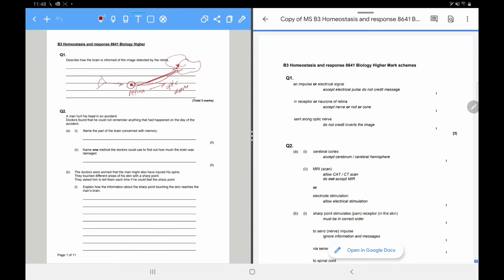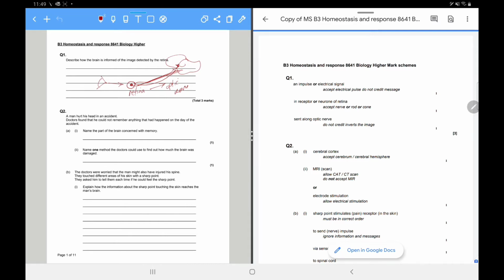Well, this is an interesting question because it's only 1 mark, but they need to give you all of the possible syllabus scans that could be performed. Okay, because they're not making you second guess which one they're talking about. So you can see MRI is a good option here, but they're allowing the CT or the CAT scan. They don't allow it if you get the letters the wrong way around, as you'd expect. MRI isn't accepted. And they also accept electrode stimulation, okay, which is where you'd get electrodes and they shock pulse you.